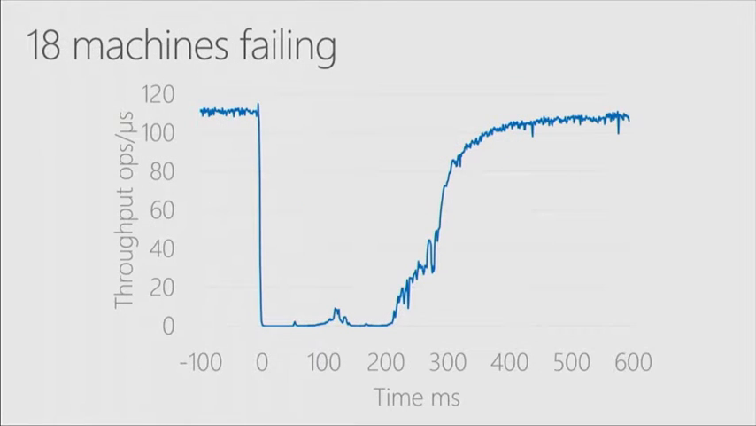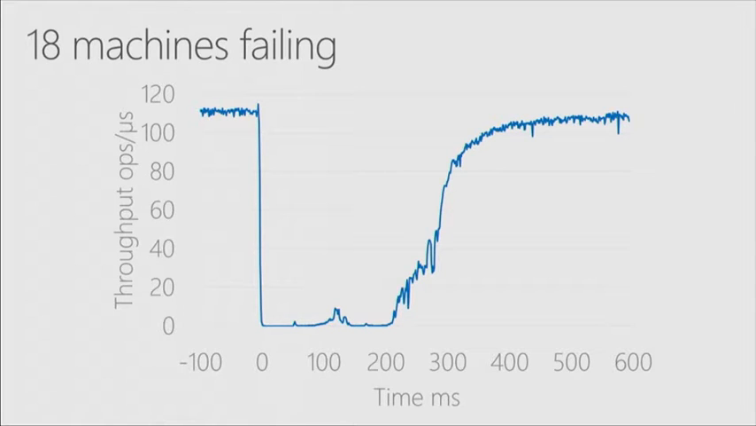And one final graph to show is basically what happens when we fail more than a single machine. So in this particular case, we fail 18 machines. So this is 20% of the machines in the cluster, and this is simulating a failure of one of the racks in a system. So as I already mentioned, all the machines in the rack might fail together because of a power failure or because of a top of the rack switch failure.